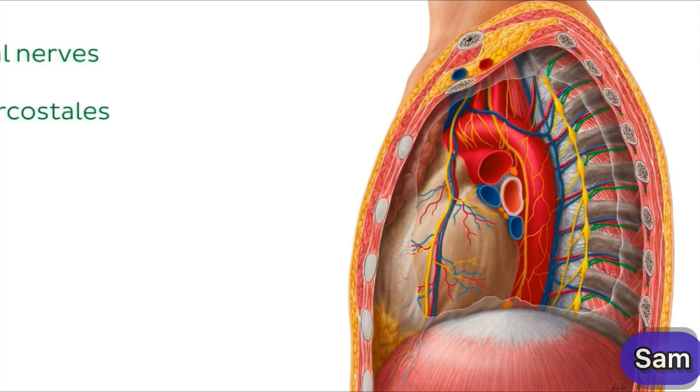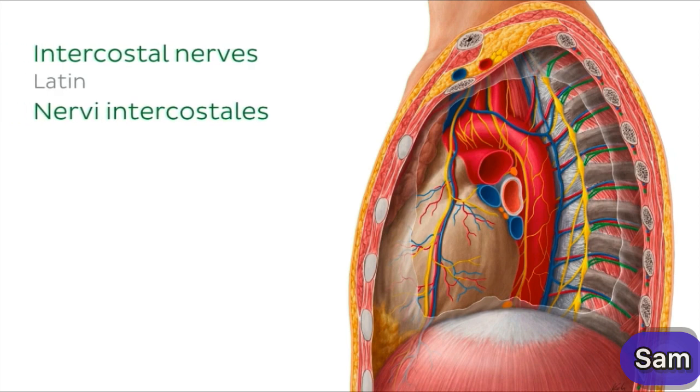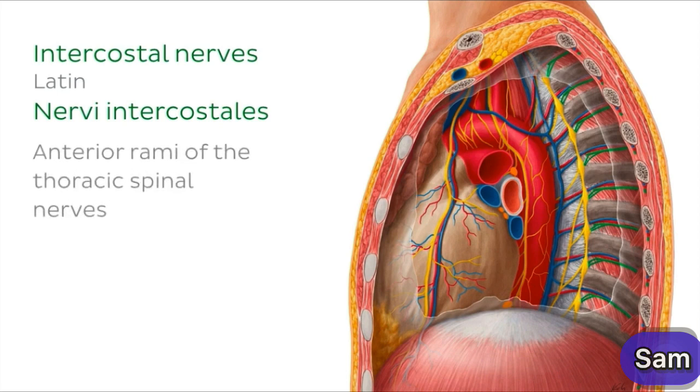Running inferior to each rib, alongside the posterior intercostal arteries and veins, are the intercostal nerves, which are the anterior rami of the thoracic spinal nerves. All of the intercostal nerves supply innervation to the parietal pleura and structures of the thoracic wall.